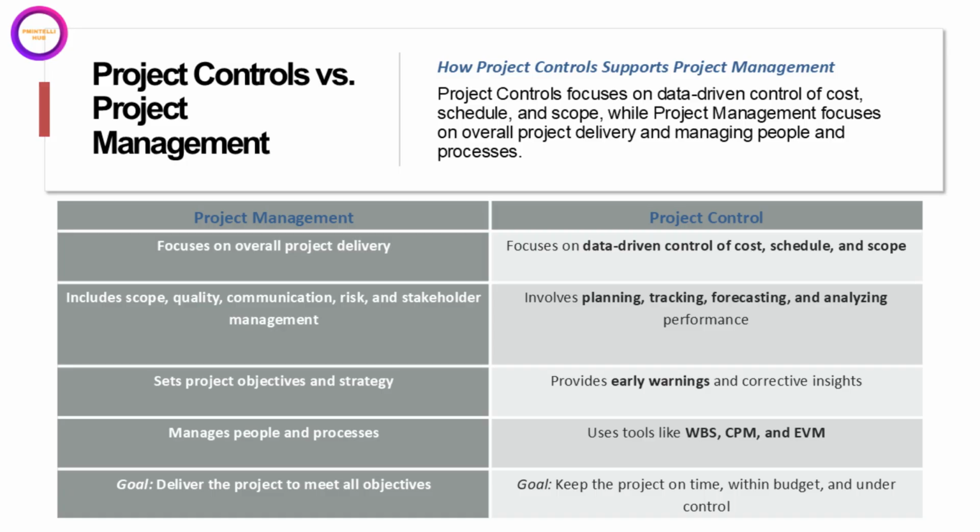Project control, on the other hand, supports this by planning, tracking, forecasting, and analyzing performance. It provides those crucial early warnings and corrective insights and utilizes specific tools like work breakdown structures, CPM, and earned value management. The goal of project control is to keep the project on time, within budget, and under control, thereby supporting the overall project management effort.